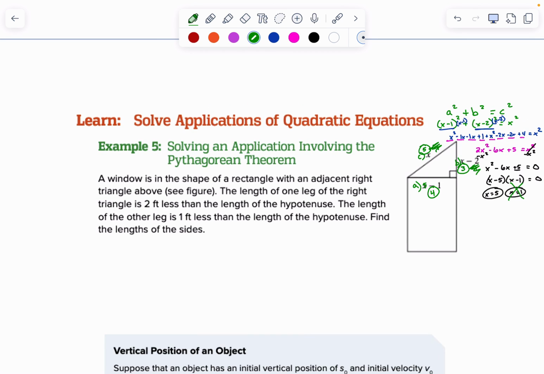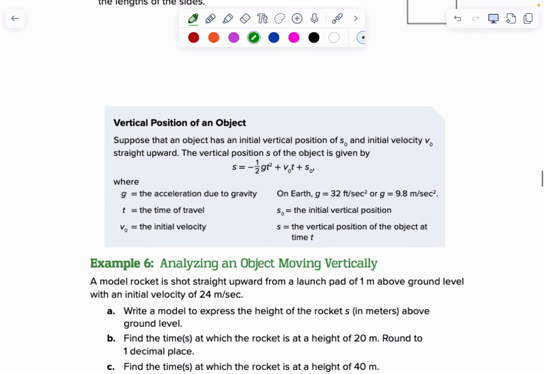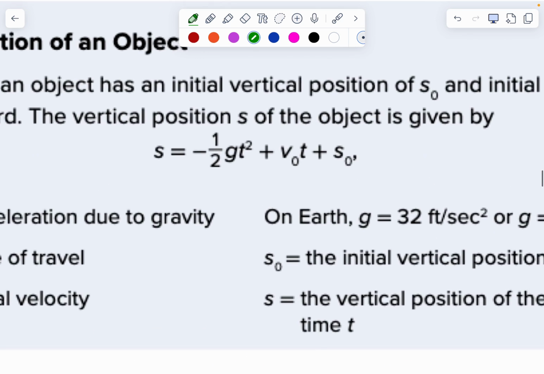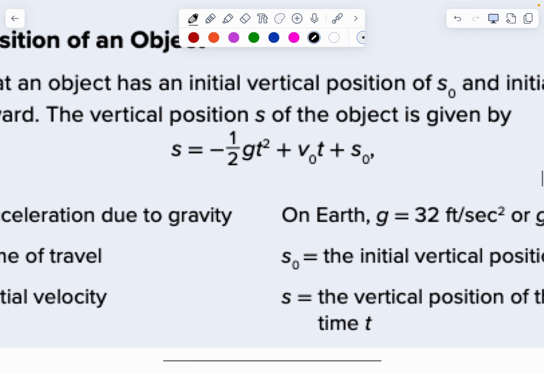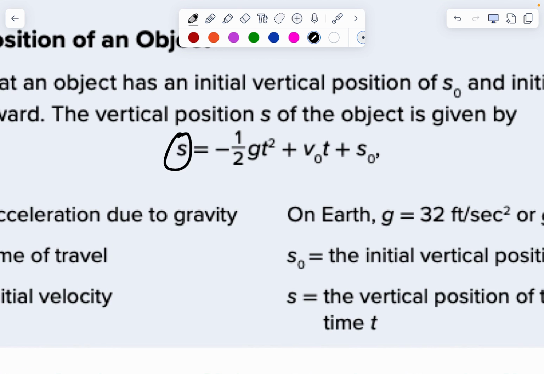Those are quadratic equations that we're solving, okay? And then the last one is talking about projectile motion. This is what you learn, hopefully, maybe in physics, right? Okay. Here is projectile motion. Let's talk about this equation for just a second, all right? So S is representing the vertical position or the height. Sometimes they'll say height of an object, okay?